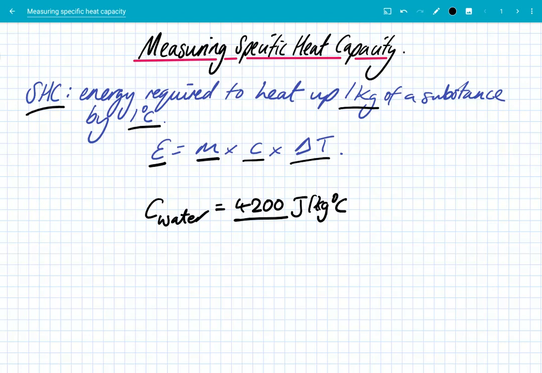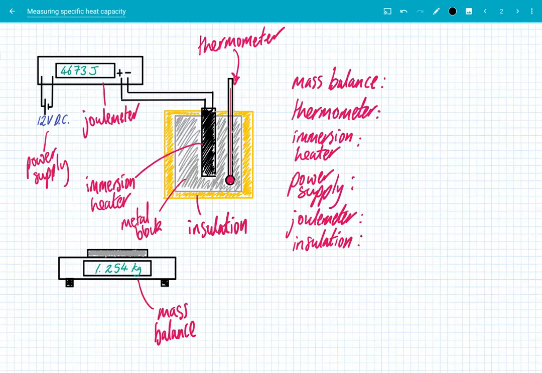But how do scientists know the specific heat capacity of water and any other substance? Well, they have to do experiments, and this is an experiment that you need to know for your exams. So let's have a look at the equipment we're going to use, and then we'll look at the method afterwards.